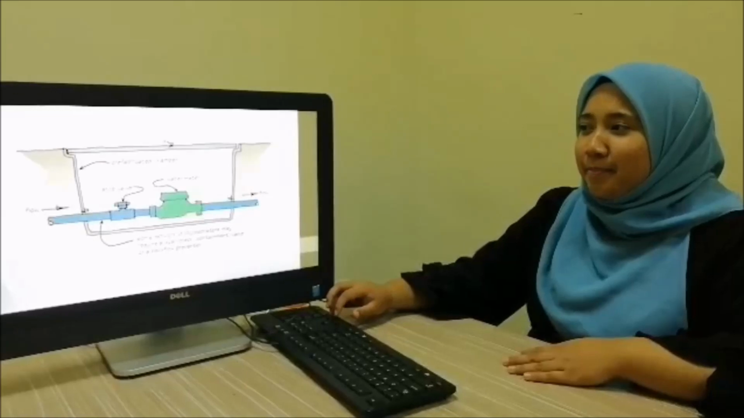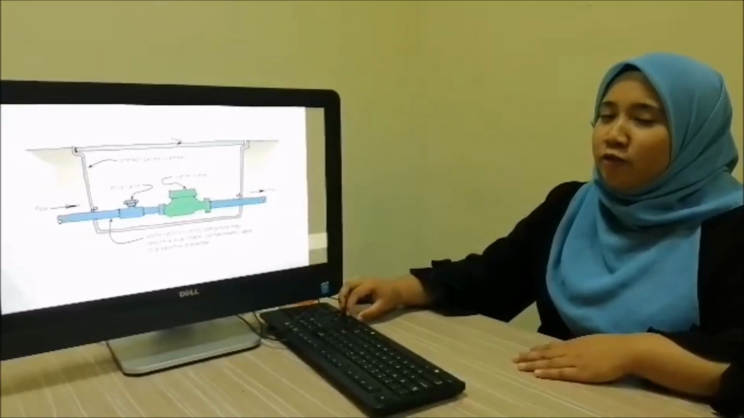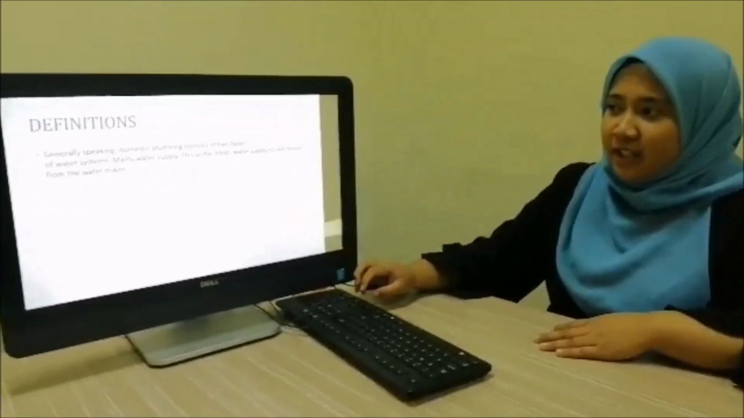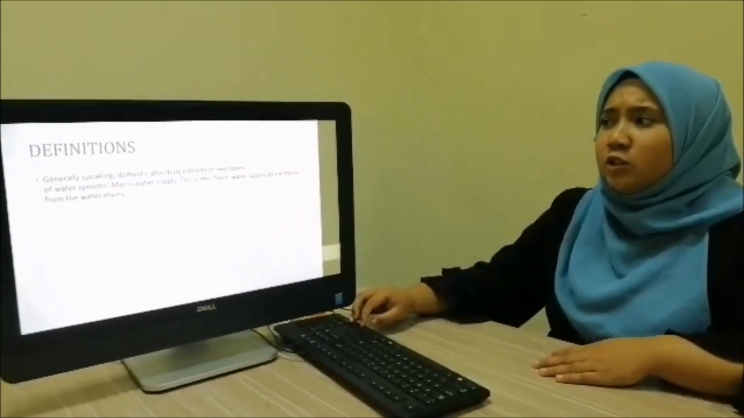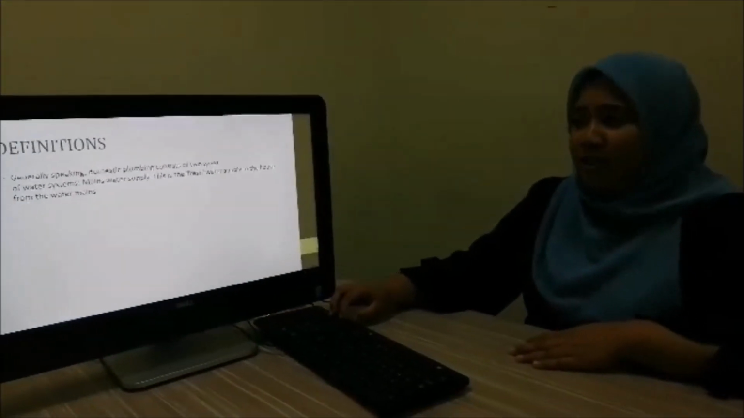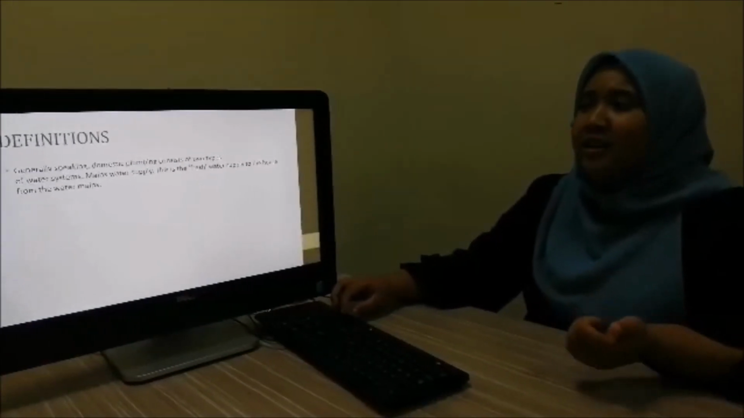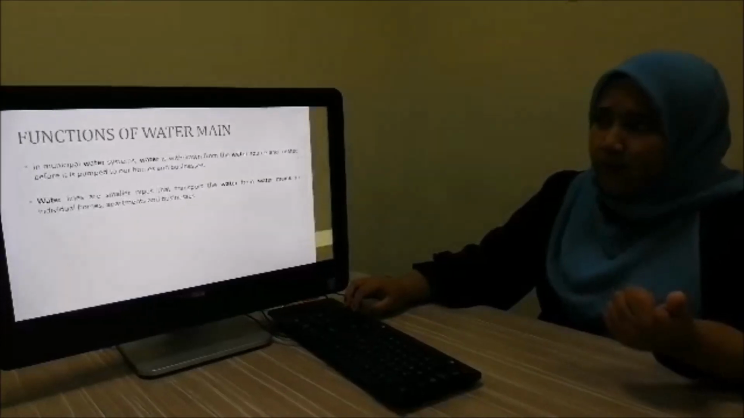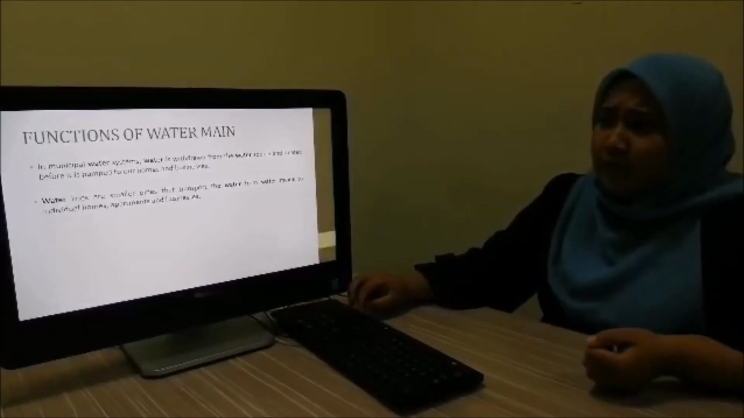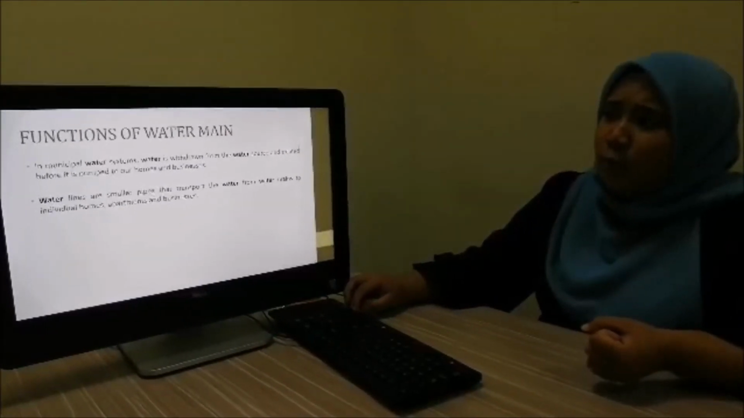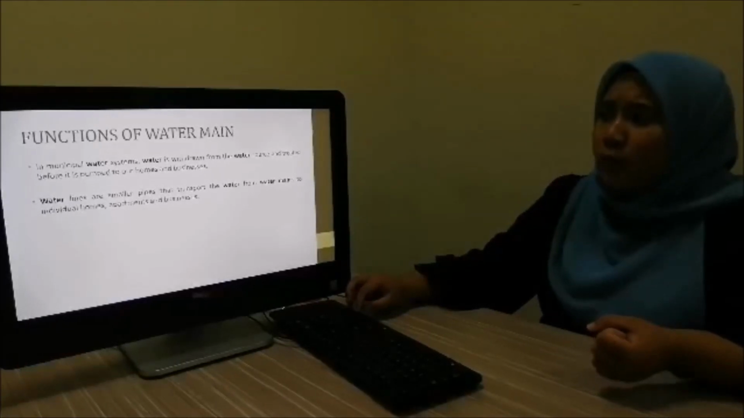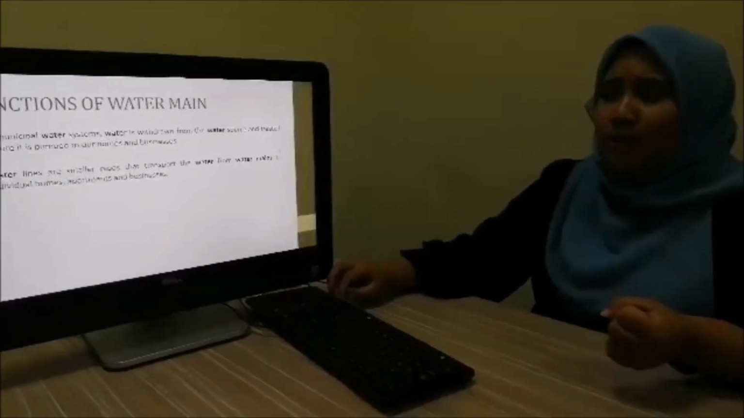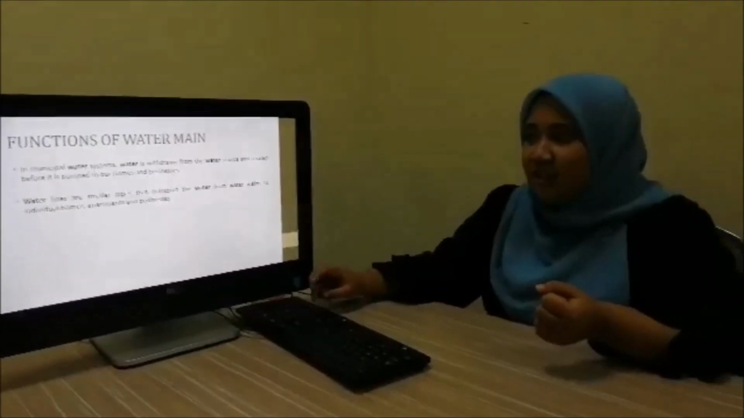1.9 Water main. This is a picture of a water main. Definition. Generally speaking, domestic plumbing consists of two types of water system. Main water supply. This is the fresh water supply to the house from the water main. Function of water main. In a municipal water system, water is withdrawn from the water source and treated before it is pumped to our houses and businesses.